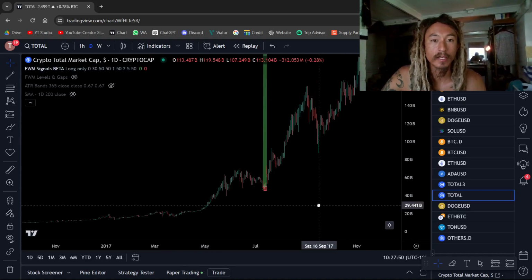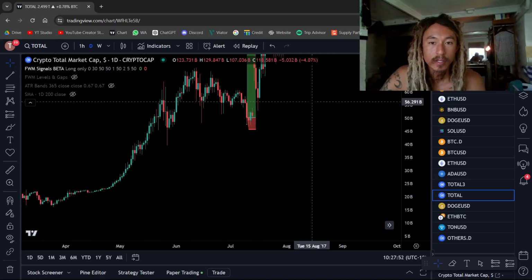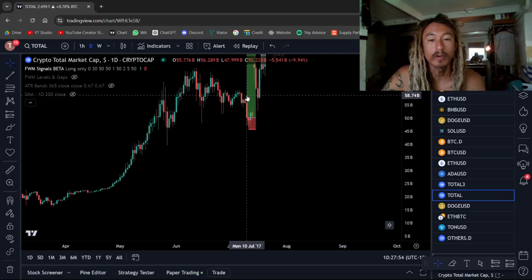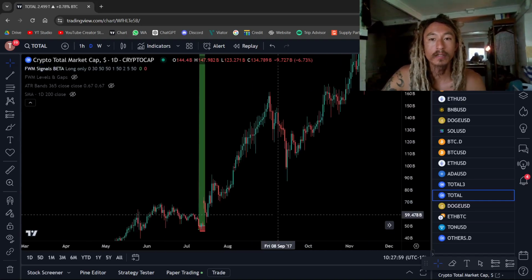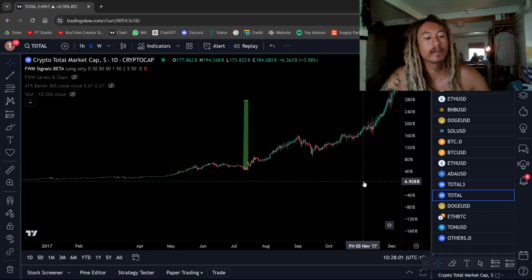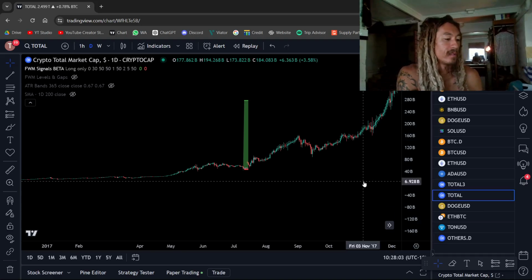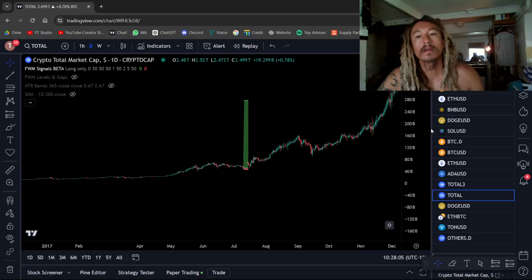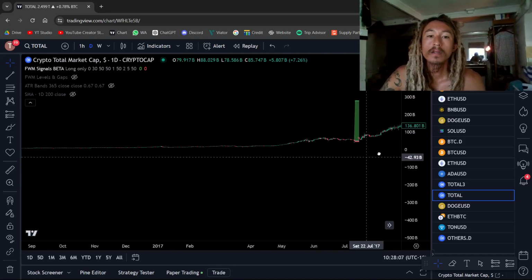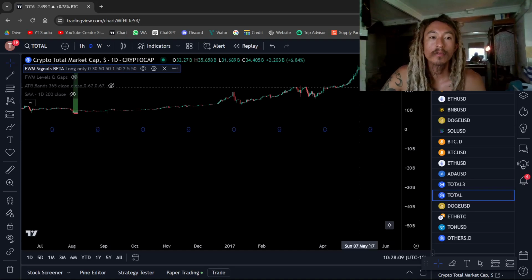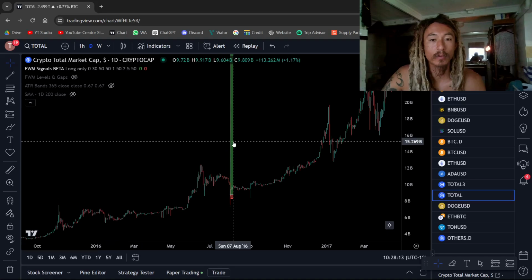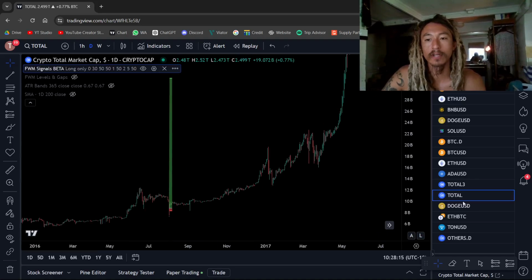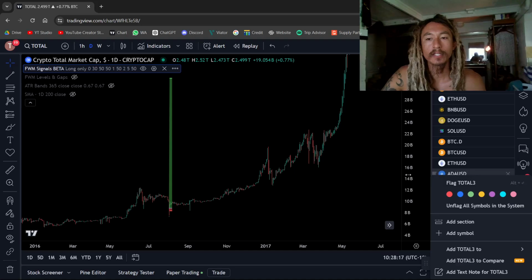We also had a little dip buy here where we got a buy signal on July 10th, 2017, mid bull market, where it runs forever. We also had an excellent buy on August 2016 here that runs forever. So something to pay attention to.